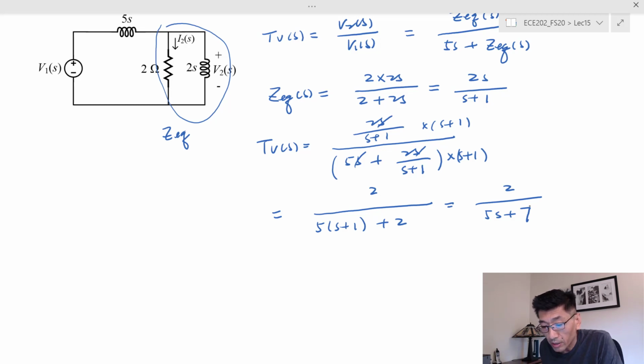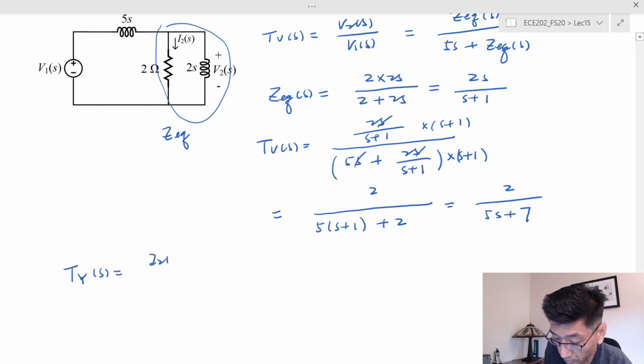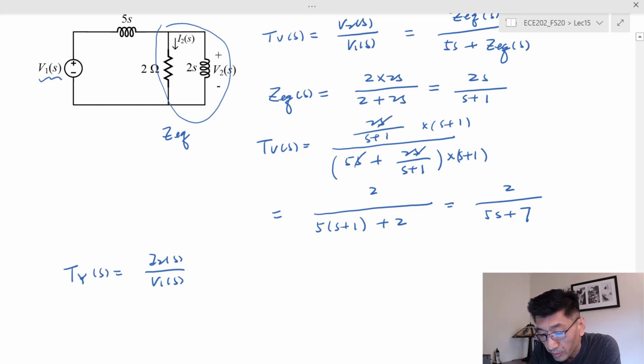And let's see, find I2 over V1, the transfer admittance. So I2 of S over V1 of S, and this one is not straightforward, right? So I can't really get this right away. So let's see, I just treat V1 as a known variable, trying to solve for I2. How can I solve it very quickly? You could use the voltage division, then divide by the impedance. Find that voltage first, find V2 first, and then divide by the impedance, right?